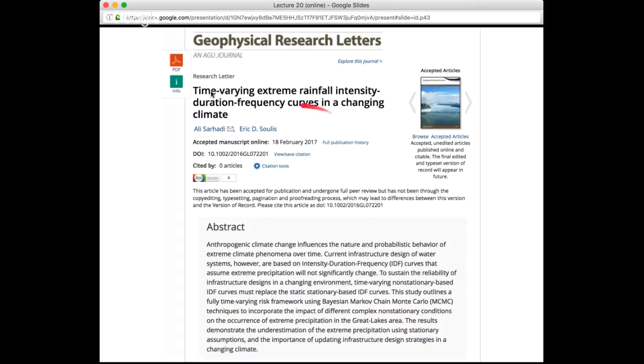Here's another paper that just came out in Geophysical Research Letters, actually, a couple weeks ago. It isn't even out in press yet, looking at time-varying extreme rainfall intensity, duration, frequency curves in a changing climate. And again, they're focusing on using the GEV approach to understand essentially how extremes are changing in precipitation. And I just bring this up because we've personally experienced that this winter, where we're getting essentially one after another 100-year storm, right? And that doesn't make sense. We shouldn't be seeing that many 100-year storms unless something is changing.